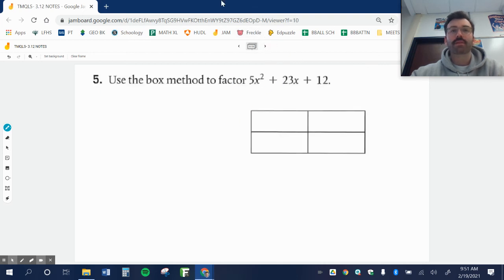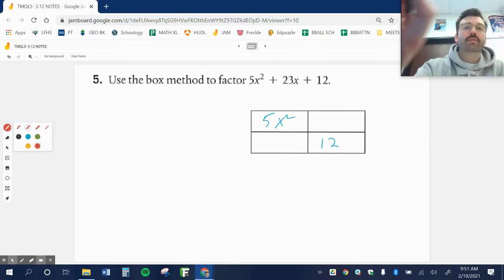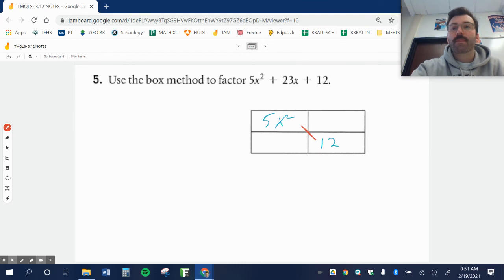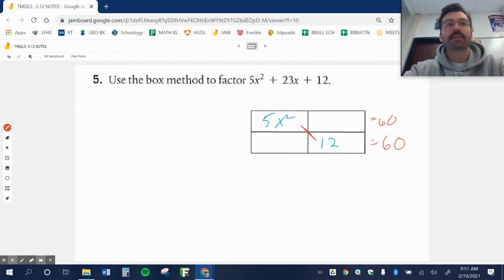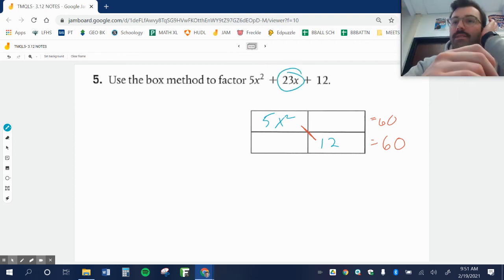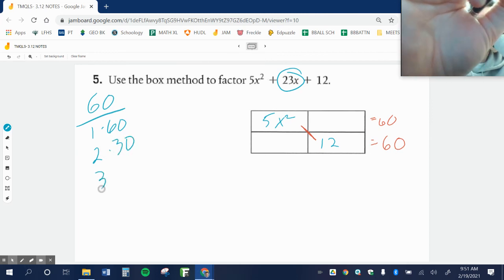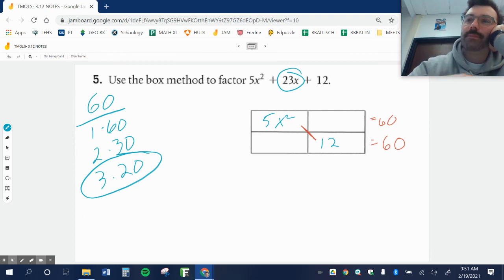Let's look at an example here. So use the box method. I know that I have 5x squared and 12. I want to look right here. 5 times 12 is 60, right? So I need two numbers here whose product is also going to be 60, and they must add to 23. Let's check ourselves: 1 times 60, 2 times 30, 3 times 20. Oh, ding, ding, ding. 3 and 20.